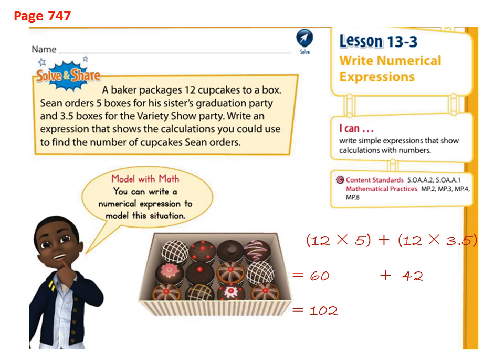This is a sample answer. You can do this in many ways. For example, you can add 5 boxes plus 3 5/10 boxes. It will be 8 5/10 boxes. Then multiply by 12. So the answer may be 12 times 8 5/10. Think again to find a third answer for this question.